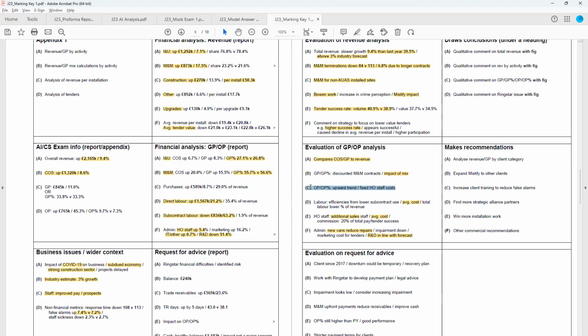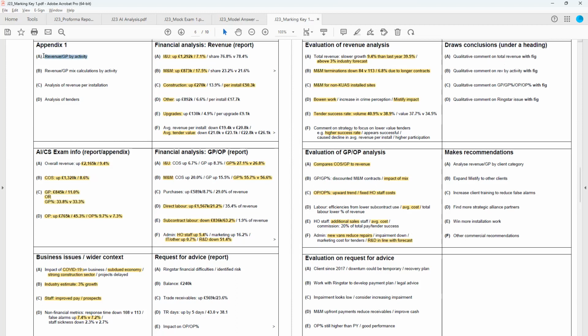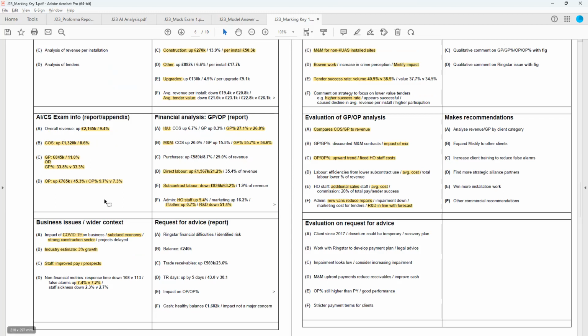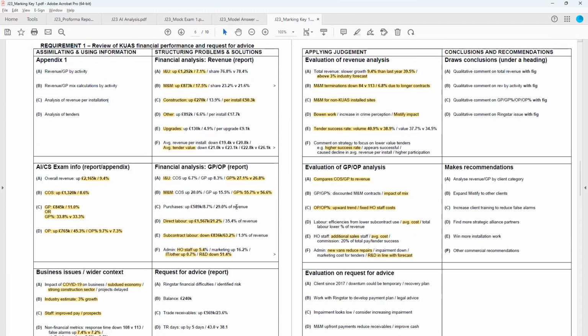And you can see there we've got a mark there for looking at the margin, the operating profit margin. So you can see how we've picked up most of these points. A lot of this is in the appendix. We've done all this analysis by tender, revenue per installation, etc. So we've got all of those points. So we've done really well on requirement one anyway. But you can see why to not spend too much time on it, because some of the points are hard. You want to make sure that you get all the easy and medium points and move on within time, so you can get the easy and the medium points elsewhere.